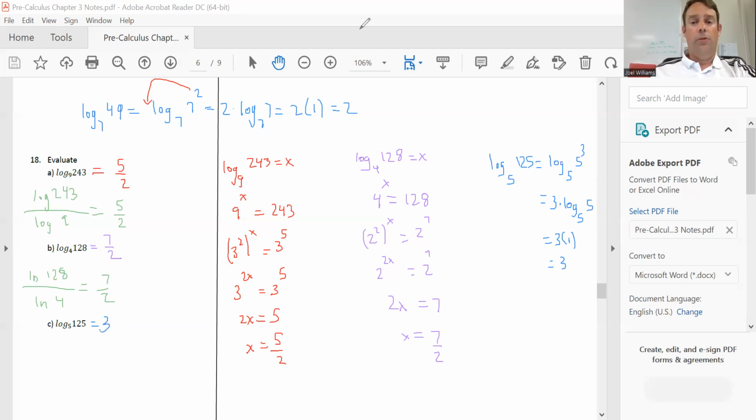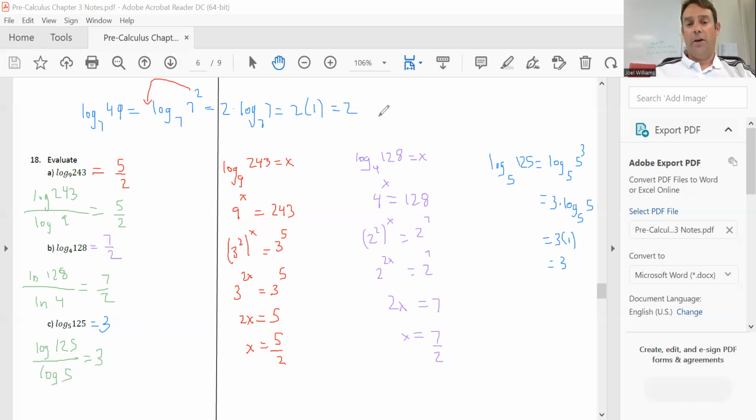And again, if you wanted to, you could also solve that one using your change of base formula. I wouldn't have, but if you want to, use the common log or the natural log. Doesn't matter which one you use. I'll use the common log again this time. Remember, the common log is log base 10. So the change of base says log of 125 divided by log of 5. Plug that into your calculator and it will tell you the answer is 3 as well.